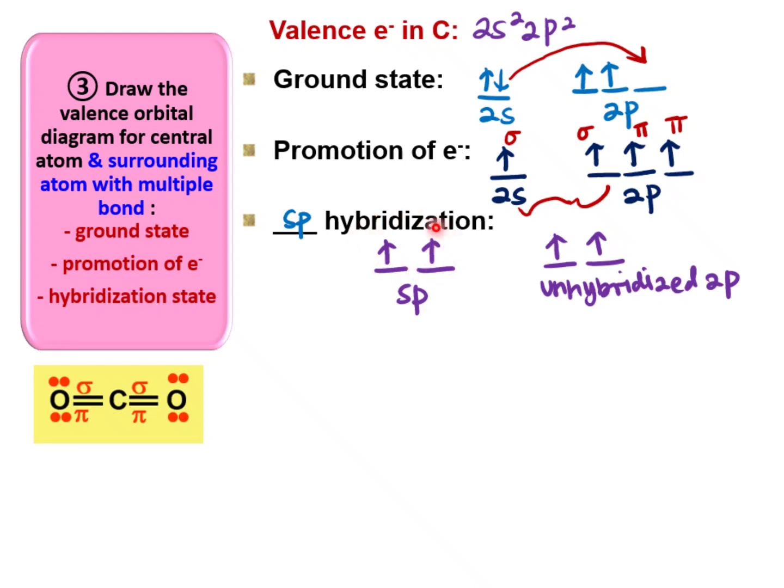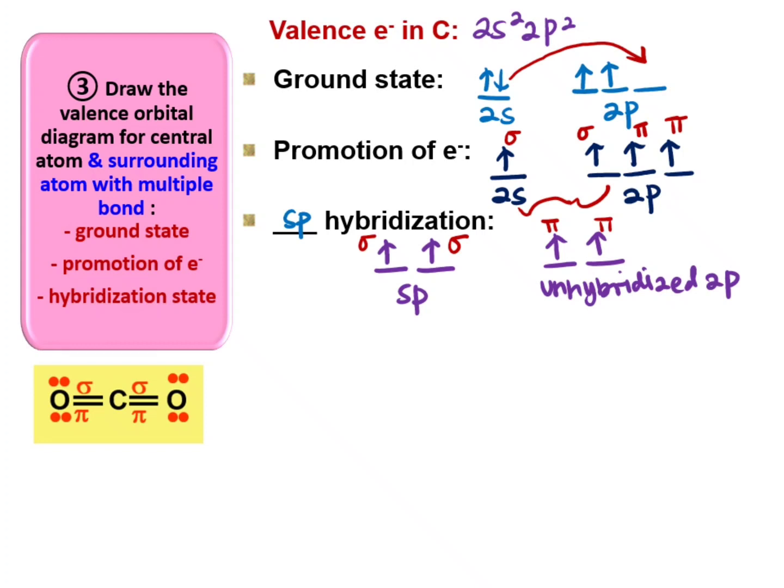Okay, this one for sigma bond. Okay, ingat hybrid adalah untuk sigma. Unhybridized 2p orbital for pi bond. Ingat, pi bond kita akan guna original orbital. Okay, bukan hybrid orbital. Okay, this one for carbon atom.